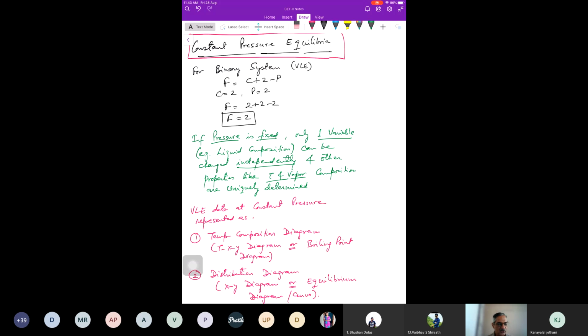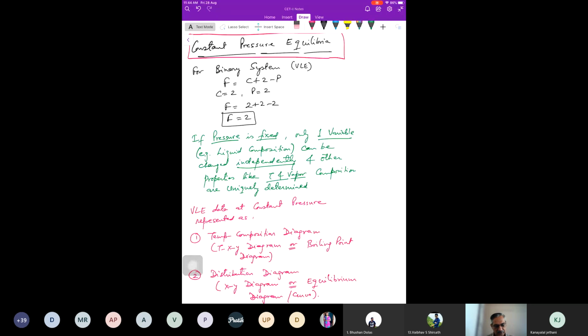So if you consider a binary system, two components, and we have two phases, vapor and liquid. So C is equal to 2 components, and phase P is equal to 2. So F is equal to 2, right? So degrees of freedom is equal to 2 for a binary system of two phases. So the pressure is fixed, the constant pressure. Only one variable, that is liquid composition, can be changed independently, right?